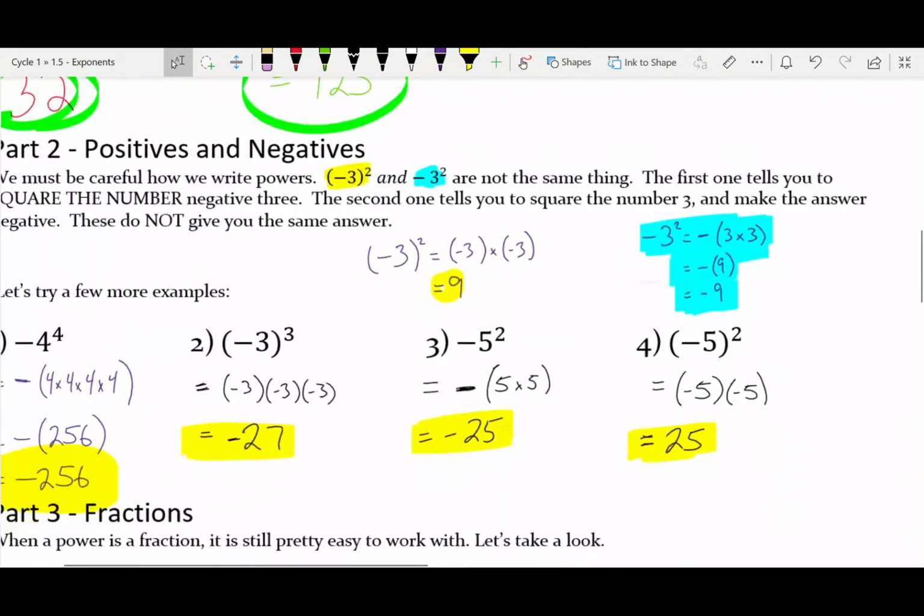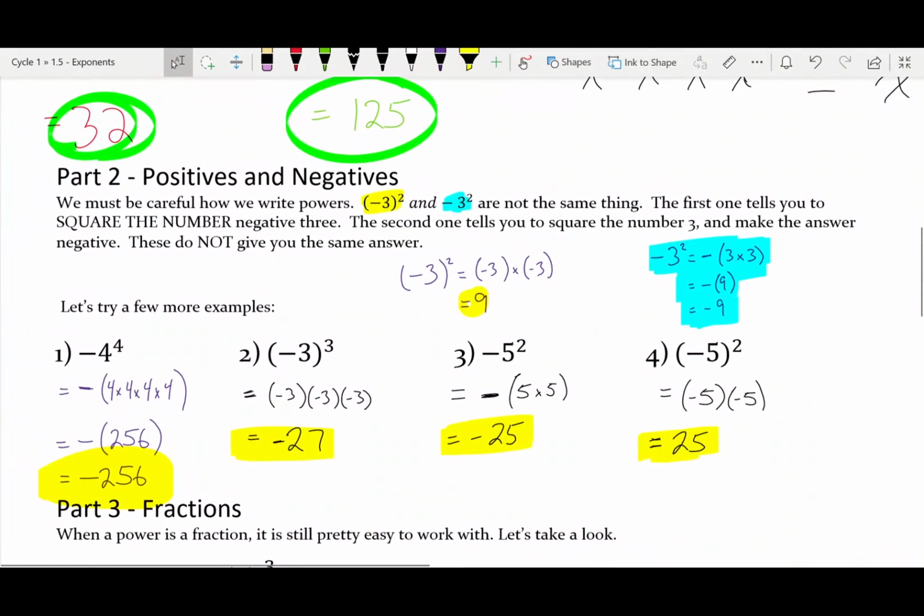So exponents can be tricky. We have to pay attention to them. When you're using a calculator, brackets matter. If you don't use brackets, or if you're kind of sloppy about your brackets, it will mess things up.